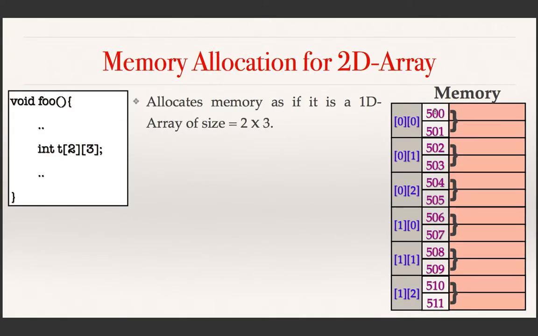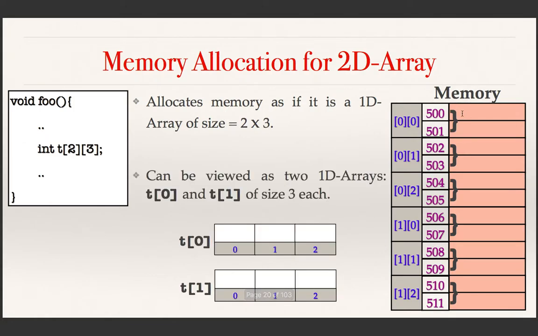So, more about memory allocation for an array. Here for T there are 2 rows and 3 columns. So in total 6 elements need to be stored. So it allocates memory for 6 integers. If you look at this memory allocation, you can see that it is not different than creating a single dimensional array of size 6.